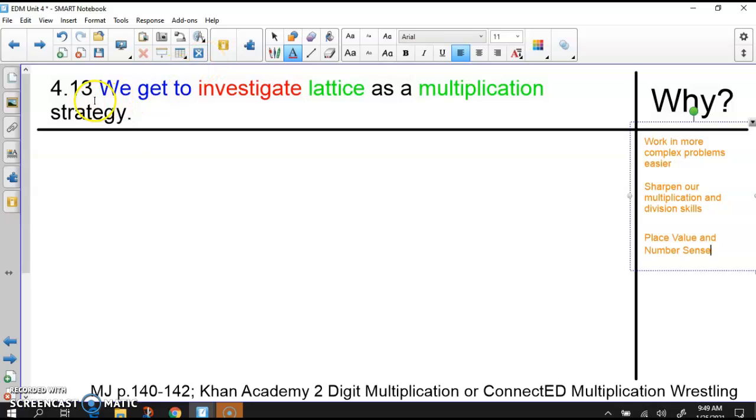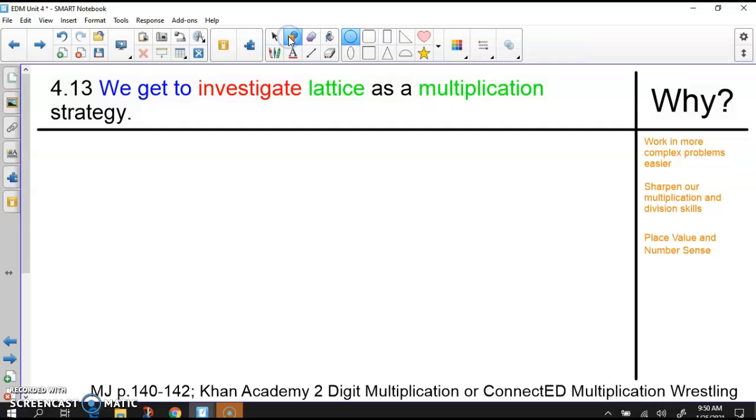So today we're going to work on 4.13, where we get to investigate lattice as a multiplication strategy. This will be your third multiplication strategy that you are able to use. I want to make sure that we separate the three enough that you can use any one of the three. Truly, I'm just asking you to find one that works well for you after all this is said and done. Is that fair? Yeah.